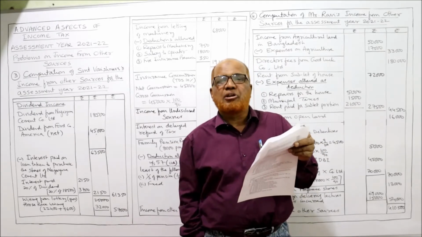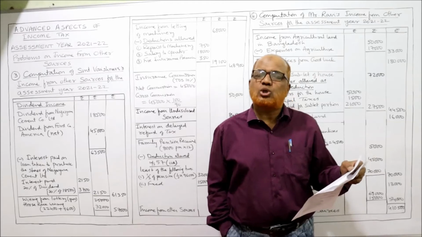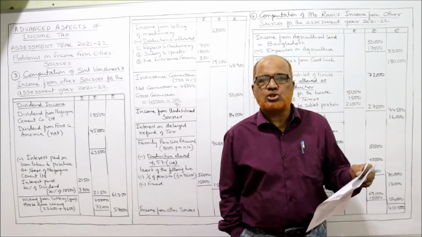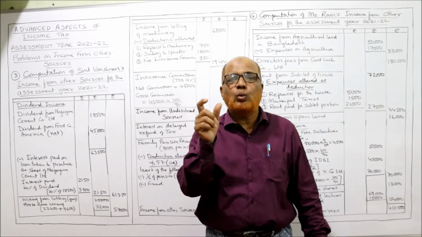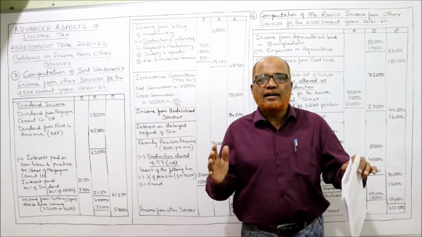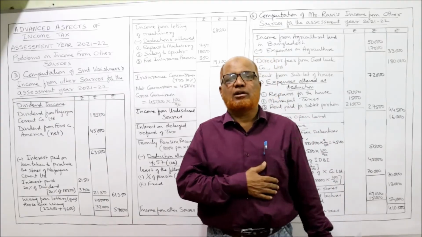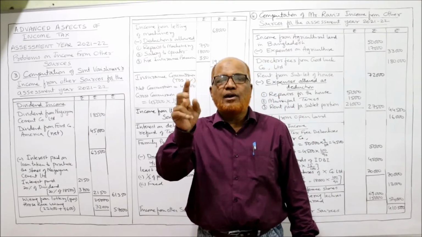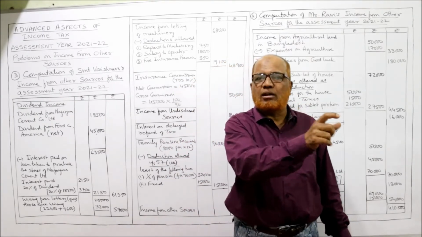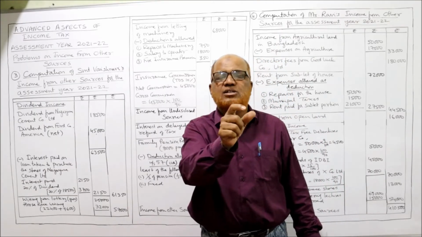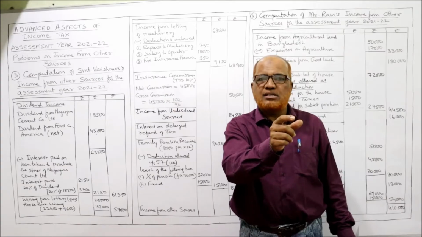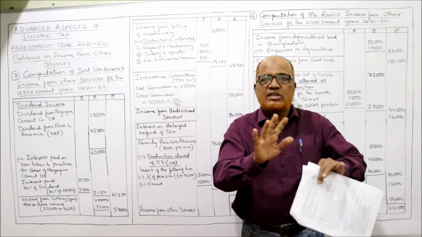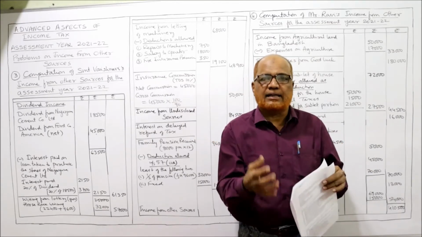Then family pension received. Family pension is also taxable under income from other sources. But deduction is allowed under section 57(2)(a). The standard deduction for family pension is the least of the following two: 1/3 of pension received or a fixed 15,000. Whichever is lower, that will be deducted.